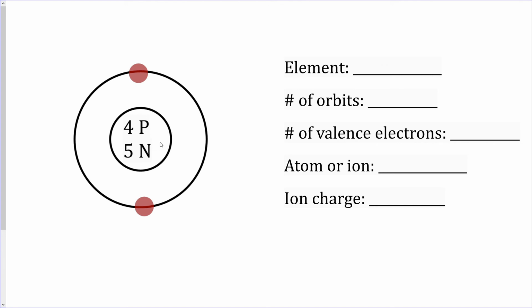Let's take a look at this one. What element is this? Well, we again will look at the 4 protons. So that means atomic number 4, which is beryllium, B-E-R-Y-L-L-I-U-M. That's one that you guys spell incorrectly quite a bit. Number of orbits, well, the way it's drawn, we've only got 1. How many valence electrons? We've got 2 electrons in total, and they're both in the outermost orbit, so they're both valence electrons.